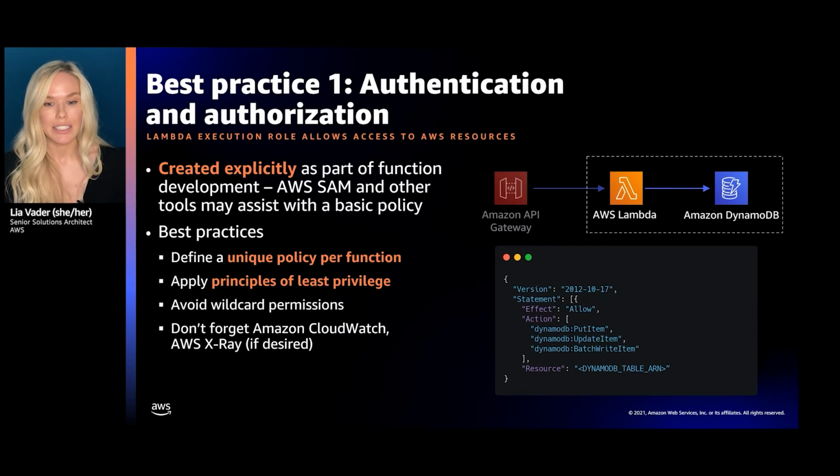So let's move on to the execution role. This is a really important topic. The execution role is an IAM role that's assumed by the Lambda service. And in our case, the Lambda function needs permissions to call DynamoDB PutItem, UpdateItem, and BatchWriteItem. So this is your opportunity to ensure that each function has an appropriate policy for the API actions it needs.